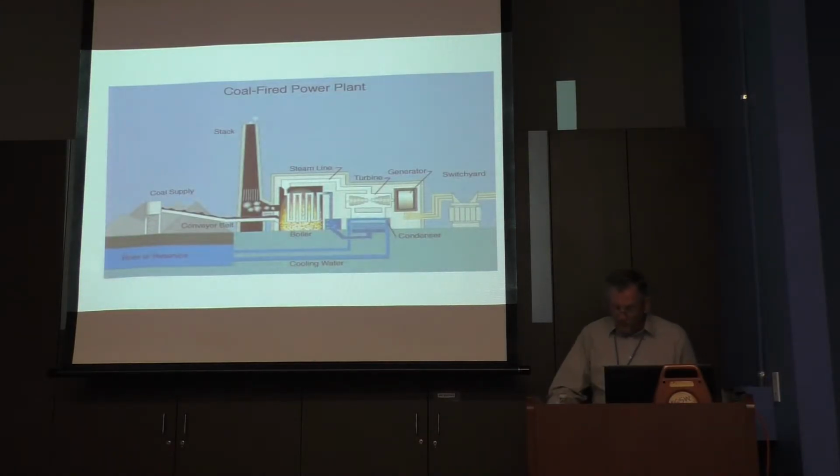So let's start with a coal-fired power plant. This diagram here shows the typical configuration for a coal-fired plant. And for the chemical to electrical energy conversion, the energy conversion devices are the boiler, the steam turbine, and the electrical generator.